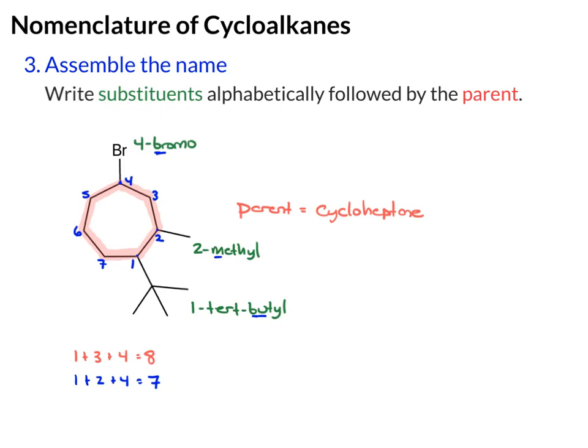Let's alphabetize these. So we have the bromo first, 4-bromo. Then we have 1-tert-butyl. Then 2-methyl. And the parent, cycloheptane.